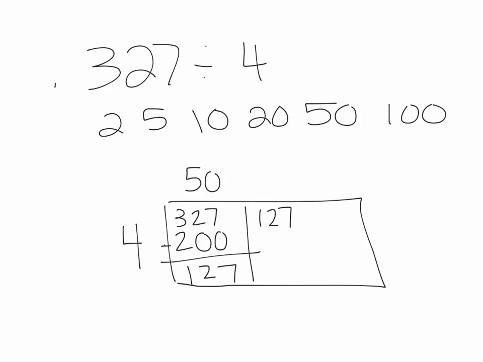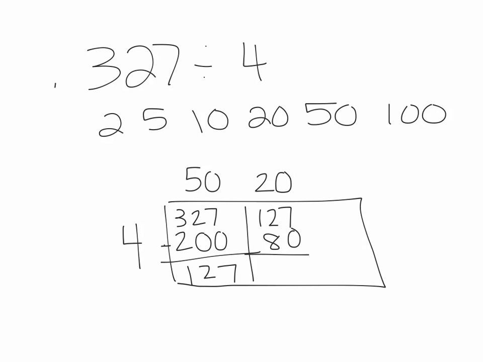4 times 2 is 8. We can go higher. 4 times 5 is 20. We can still go higher. 4 times 10 is 40. And then 4 times 20, that's 80. That's pretty close. If we were to go 4 times 50, we said that's 200, and that's too much. So let's go back down to 20. 4 times 20 is 80.